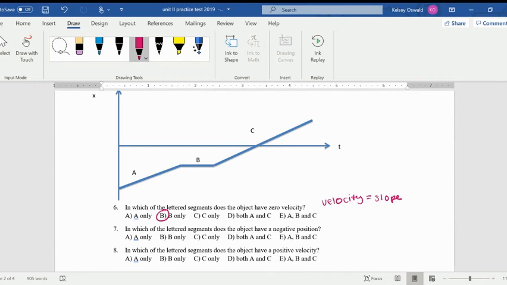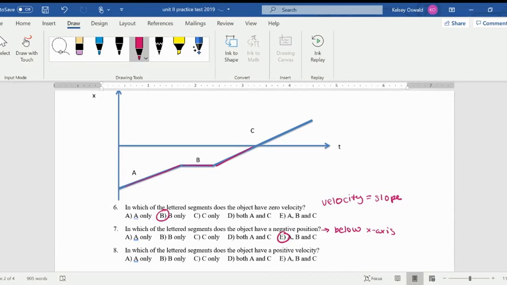For 7, we want to see a negative position. So since this is a position versus time graph, if we have a negative position, we're just going to be below the x-axis. Okay, so we can see A is below the x-axis, B is below the x-axis, and C is below the x-axis for part of our time. So for this one, we can actually select letter E, because A, B, and C are all sometimes below the x-axis.